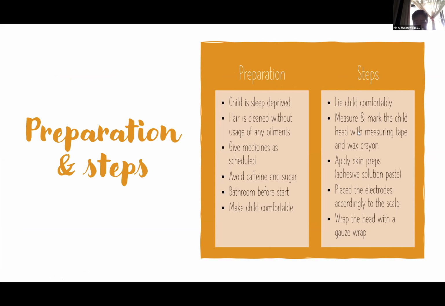And then the steps: we must lie the child down comfortably, and make sure the child is very comfortable because this is a long procedure. Then measure and mark the child's head, just like in the 10-20 system. Then apply skin preparation, which is an adhesive solution paste that allows the electrodes to stick, as well as to enhance the detection of the electrical activity of the brain. Then we finish off by wrapping the head with a gauze wrap to make sure that the electrodes stay in place.